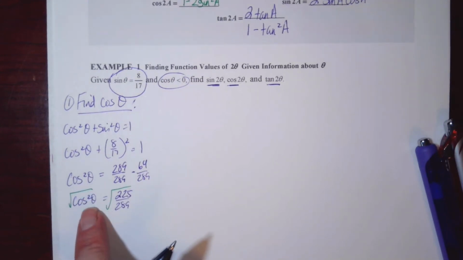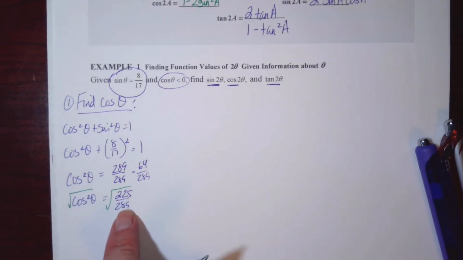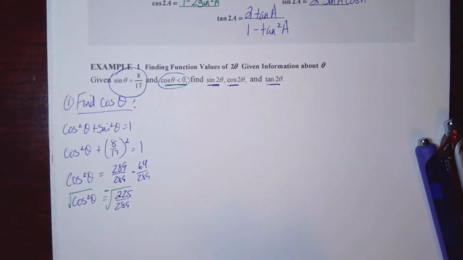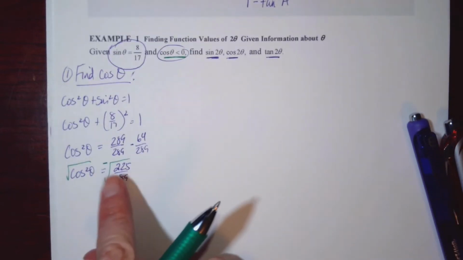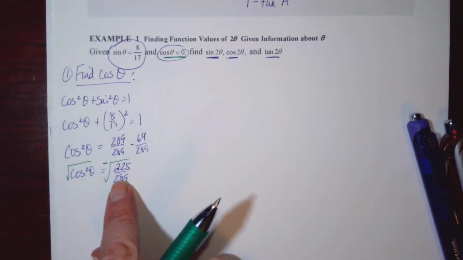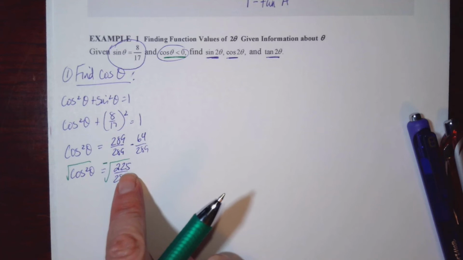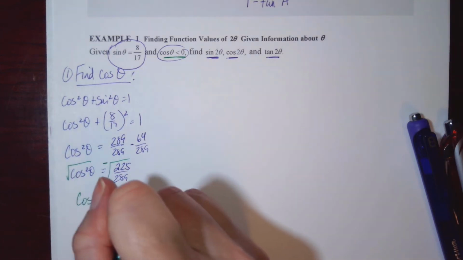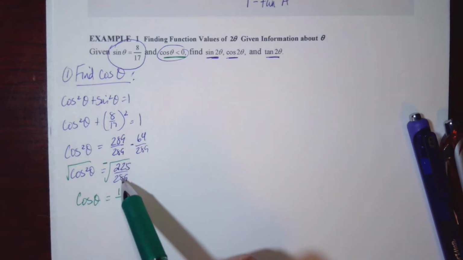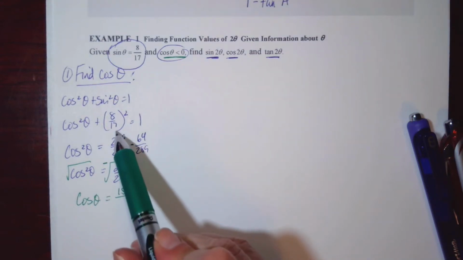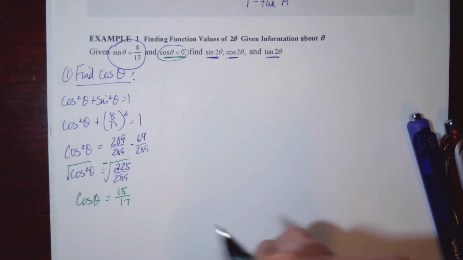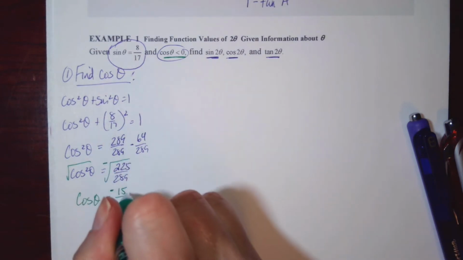Typically when I take the square root to solve, I consider plus or minus, but we have been told that cosine is going to be negative. So I automatically know the algebraic sign of this function value. I don't have to leave it there. Now square root of 225 is 15. And I know the square root of 289 is 17 because that's how I got 289. So cosine theta is a negative 15/17.